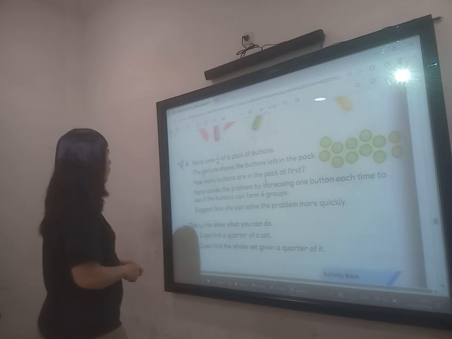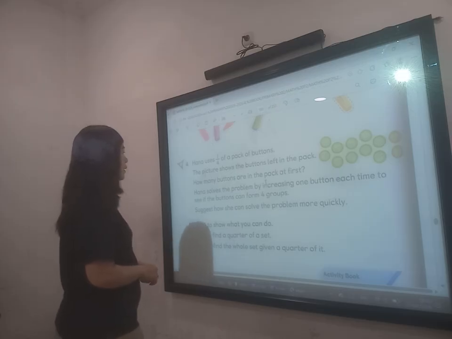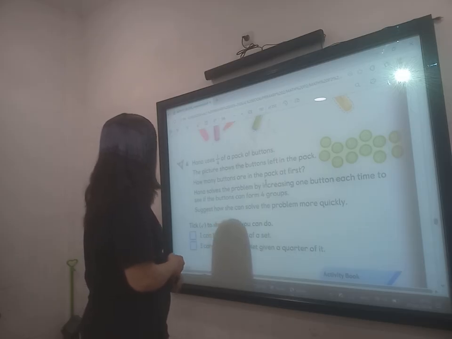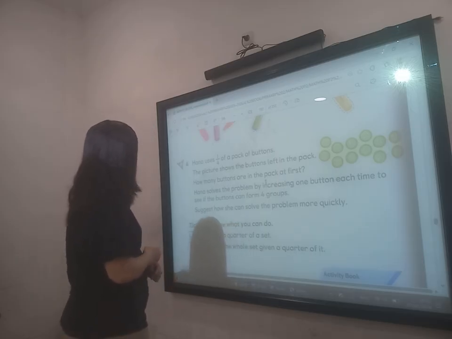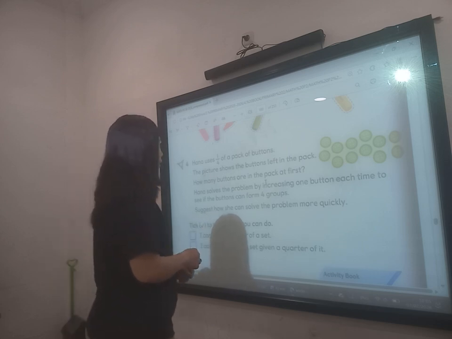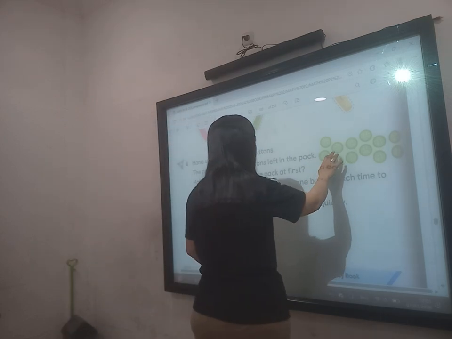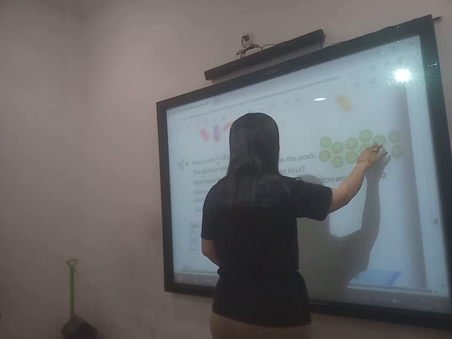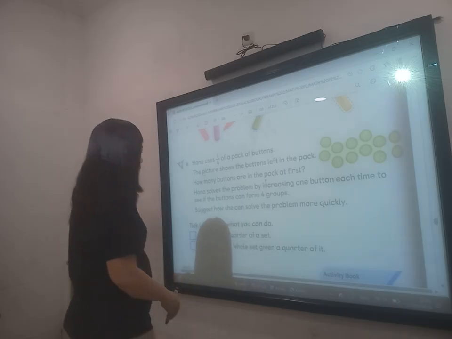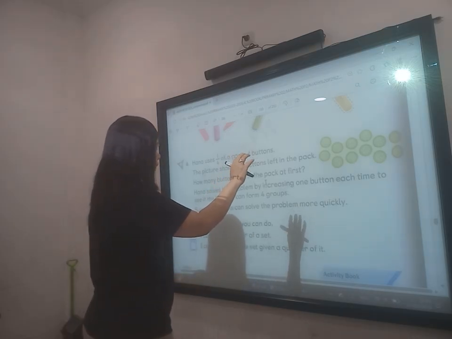Hannah used 1/4 of a pack of buttons. The picture shows the buttons left in the pack. How many buttons are in the pack at first? Find the total first. 1, 2, 3, 4, 5, 6, 7, 8, 9, 10, 11, 12. So firstly, there are 12 buttons.